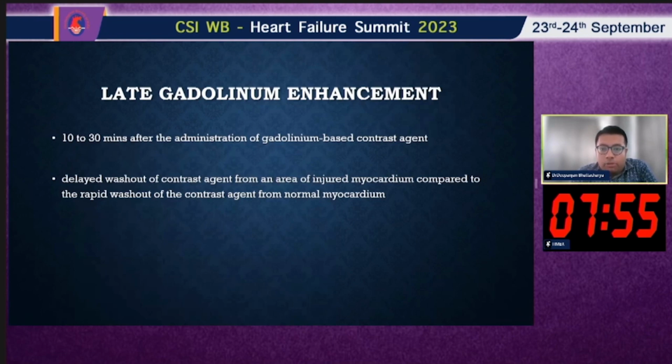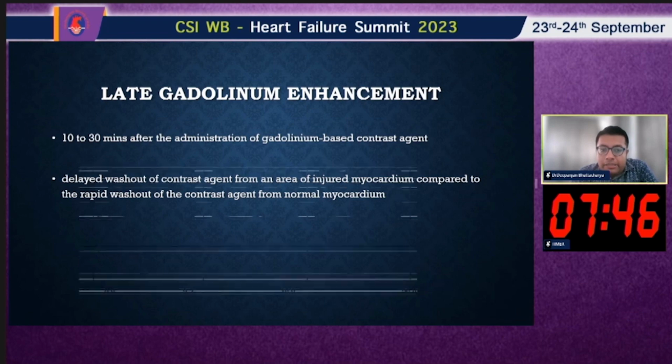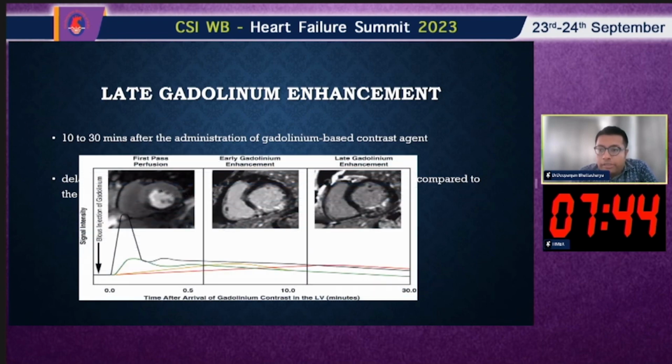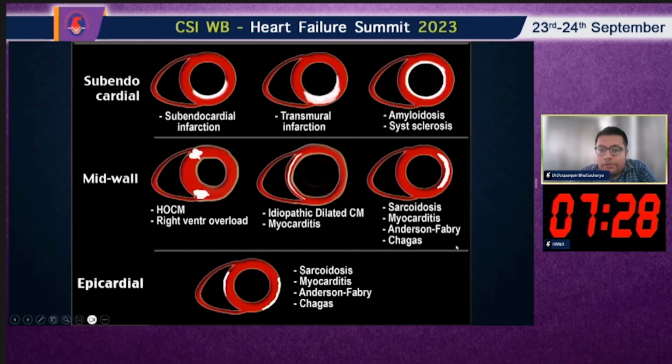So coming to this topic of LGE, the images are taken 10 to 30 minutes after the administration of gadolinium-based contrast agent, and areas which are injured have a delayed washout of the contrast. So here we can see, first after the injection of contrast, we get a first pass perfusion. We look for any perfusion defects. Then we have the phase of early gadolinium enhancement, that is between 5 and 10 minutes, and then between 10 to 30 minutes, we have got the LGE pictures.